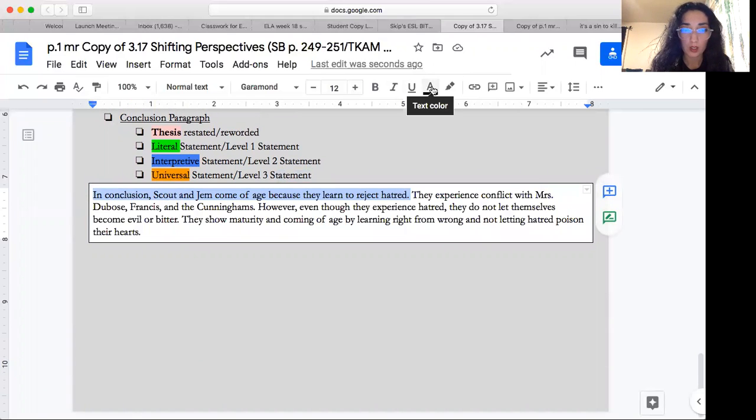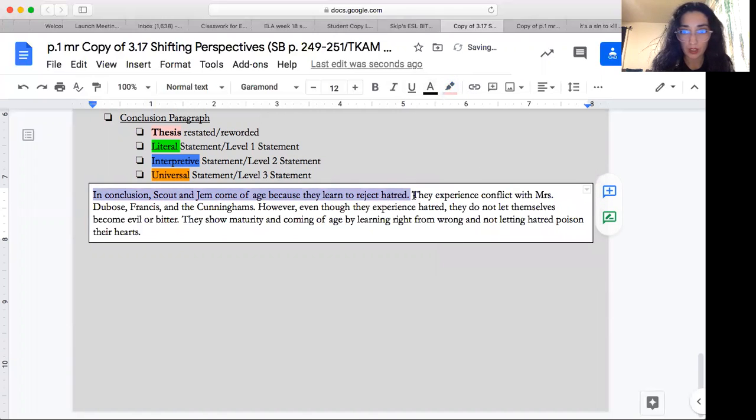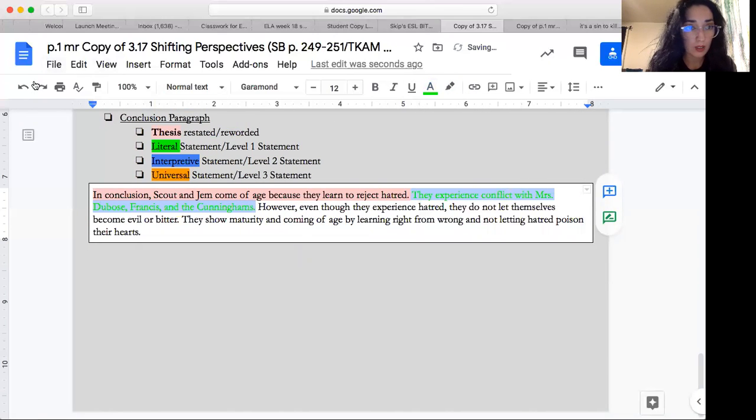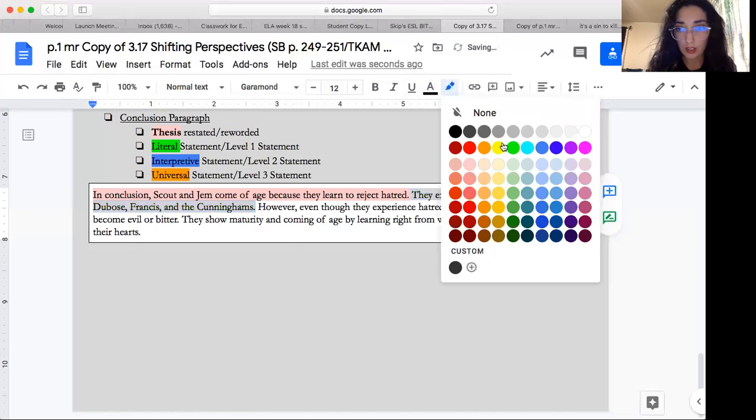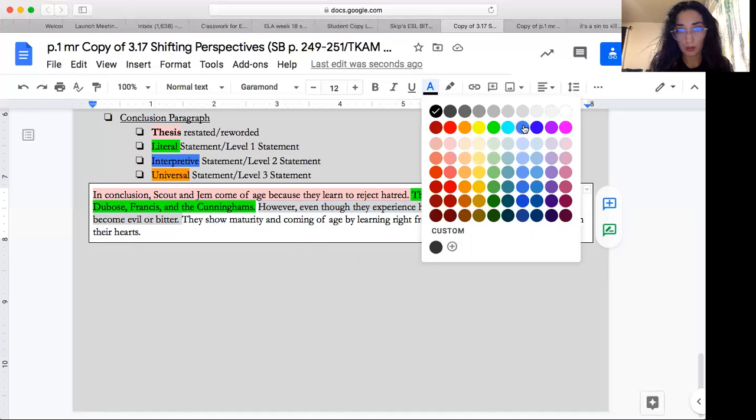Okay, so this is a thesis. We're gonna make it pink. And then literally what happens, they experience conflict with Mrs. DeBow, Francis, and the Cunninghams. So I'm talking about the three paragraphs that I wrote about. I'm reminding the reader, hey, this is what we talked about in my essay. Okay, that's green. Oh no, I always do that. I change the font color instead of the highlighter. Okay. However, even though they experience hatred, they do not become evil or bitter. So that's my interpretation of those events. So that's interpretive. Okay. Interpretive.